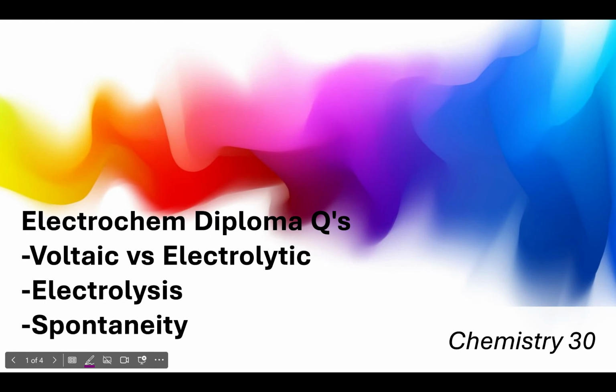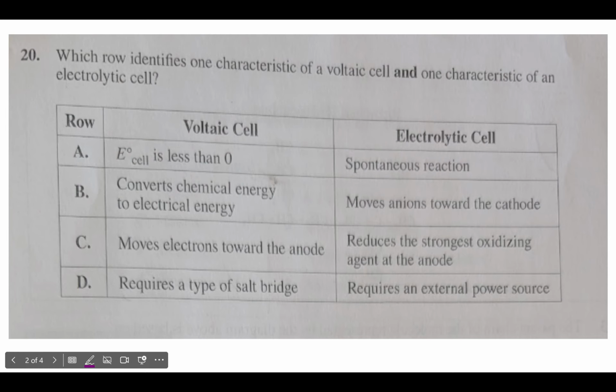Okay, so let's take a look at a few diploma questions that have to do with electrochem. So the first one is just understanding your theory between voltaic and electrolytic. So let's start going through that. So it says, which row identifies one characteristic of a voltaic cell and one characteristic of an electrolytic cell?